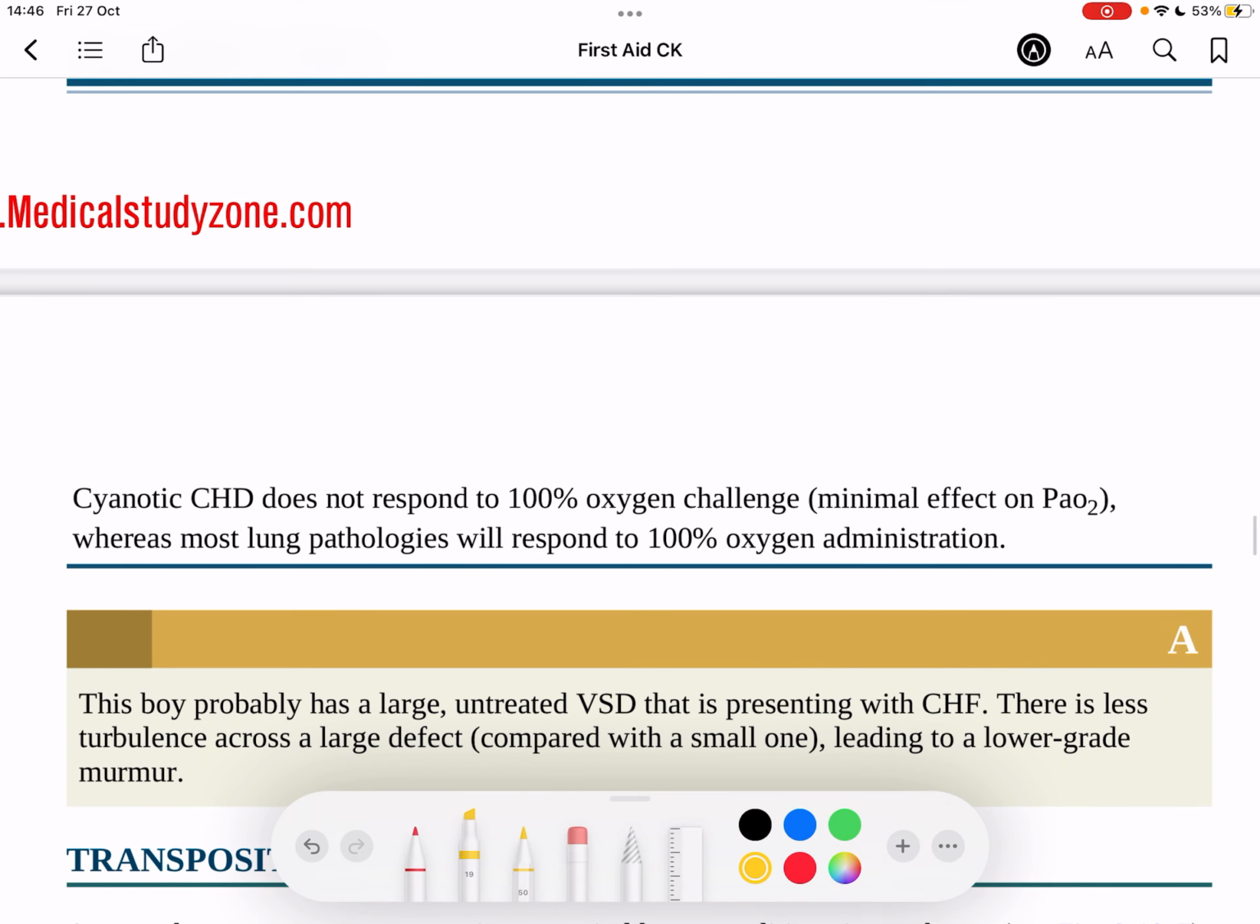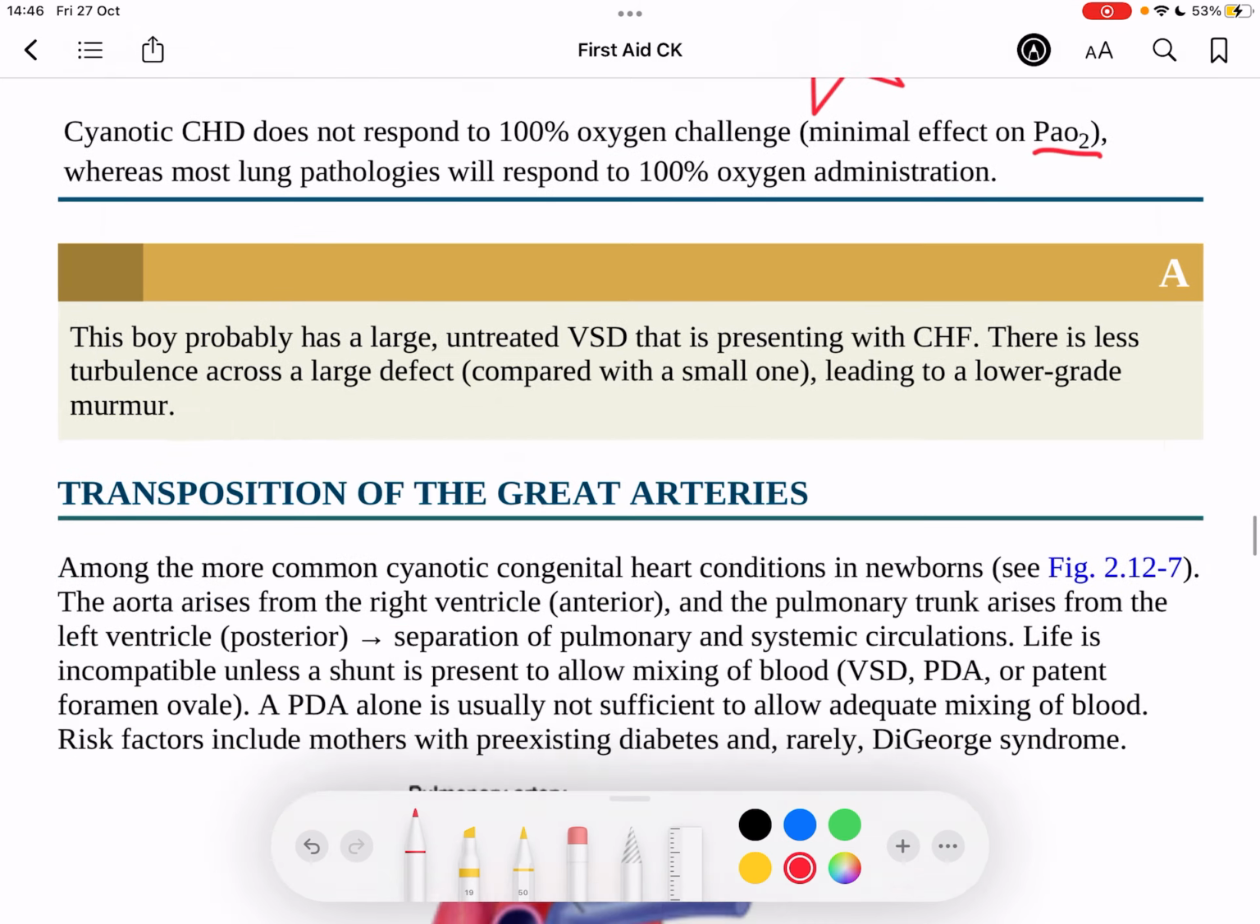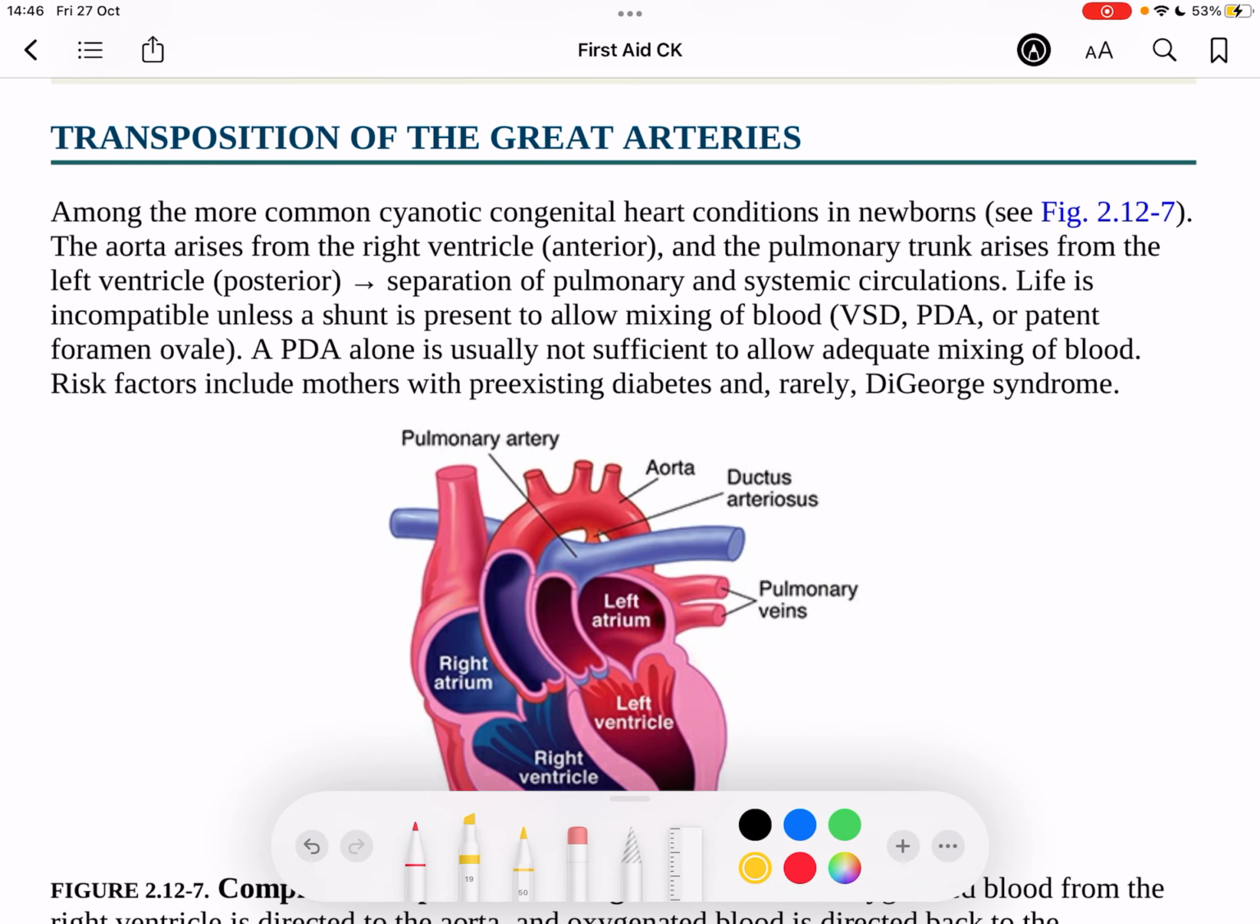Just a quick key fact, cyanotic congenital heart disease does not respond to 100% oxygen challenge, okay, minimal effect, whereas most lung pathologies do respond. So when you have your cases of a neonate who's got cyanosis, in a lot of questions they love to put the 100% oxygen challenge, and they're going to then tell you what the PaO2 levels were before and after this challenge. If they markedly improve, it's probably more likely a lung pathology. If there's no improvement, it's probably a cyanotic congenital heart disease. So let's have a go at going through these.